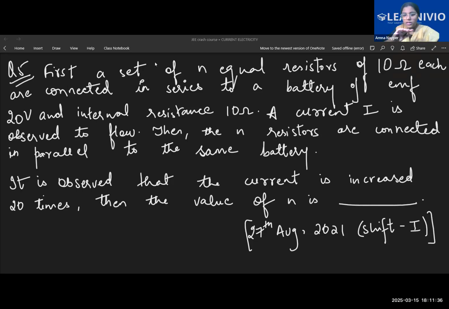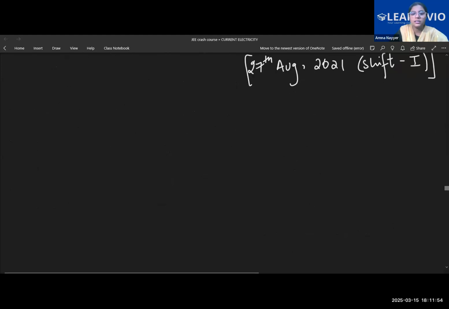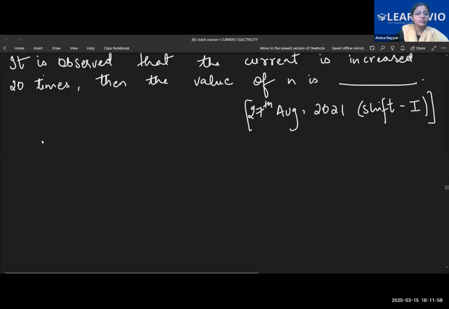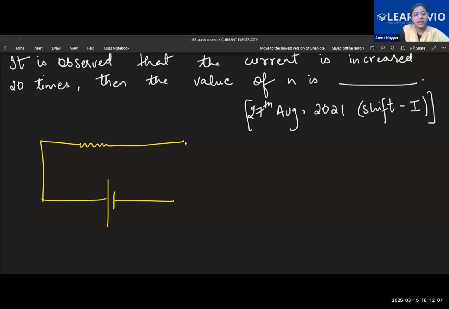See how we have to solve. What the question is saying, let's understand that first. This is a question from your 2021, 27th August, shift 1. See, a set of n equal resistors of 10 ohm each are connected in series. So if this is the case, let's go step by step and keep on drawing it together. Let's say these are all the resistors which are connected, okay? And this is connected to the battery.